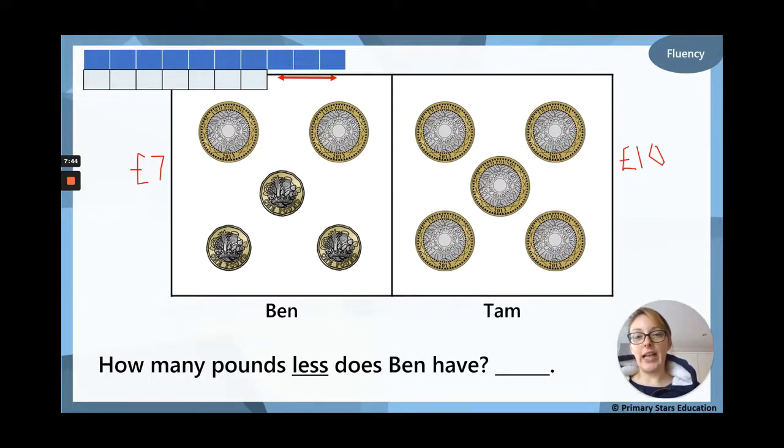So we can carefully count the difference and we can see we start at 7 and we count on to get to 10, 7, 8, 9, 10. You can see that there are 3 more, which means Ben has £3 less. Okay, so the answer would be £3. That is the difference. Ben has £3 less. He only has 7, but Tam has 10. Okay, well done.